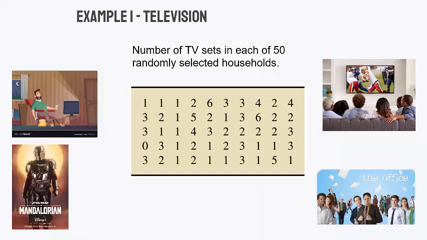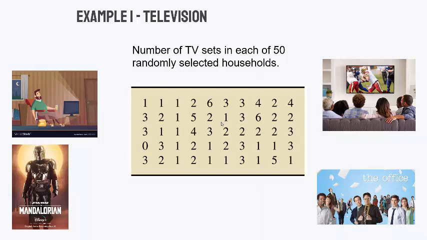Okay, so I'm going to introduce this first topic with an example about television. Suppose you have 50 randomly selected households, and you asked them, how many TV sets do you have in your household? And these are the results. A lot of households said I have one, some households said I don't have any, some have 3, 5, and some households, look at this, have six TV sets in their house.